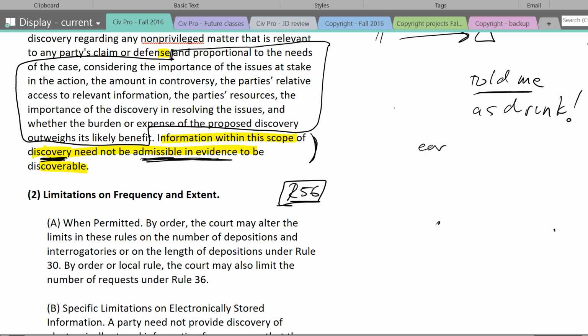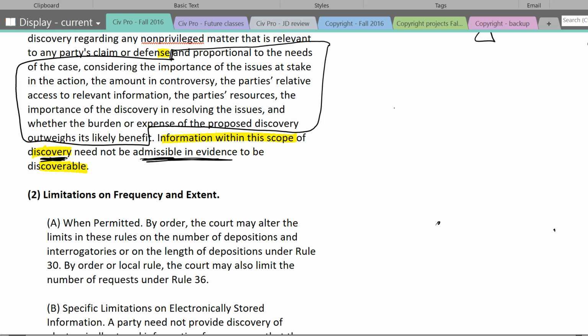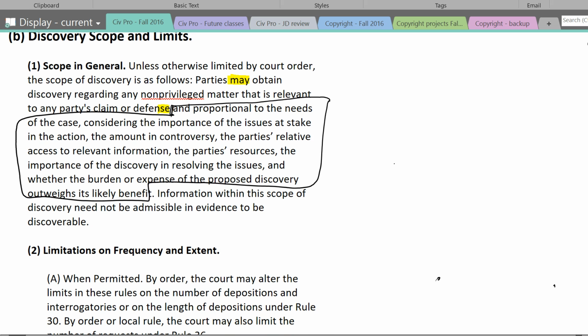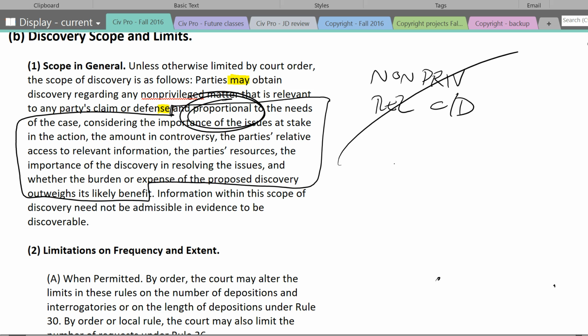Let's spend the last few minutes of this video talking briefly about this middle statement. And this middle statement is odd. Rule 26(b)(1). This part here is the proportionality requirement. Even if something is non-privileged, and even if something is relevant to a claim or defense, it's still not discoverable if that information is not proportional to the needs of the case.